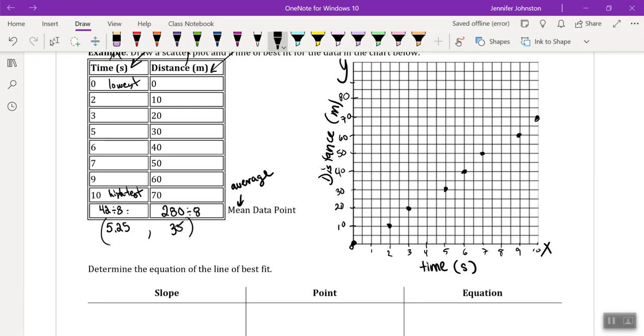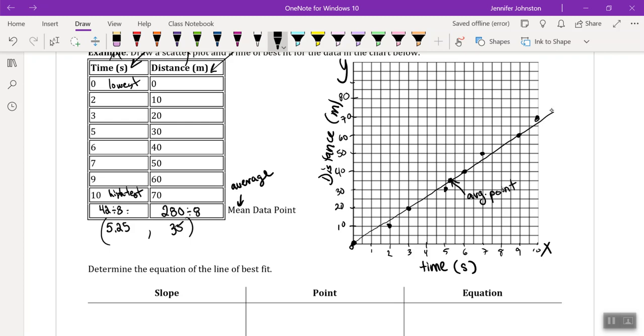So we've got our scatter plot, and we're going to graph our mean point as well. So that's at 5.25 and 35, which is right around here. That would be our average point, or mean data point. And we definitely want our line of best fit to cross that piece of data. There we go. Do we have the same number of points above and below? Yeah, it looks like there's 2 above and below. Our mean data point is going through the line of best fit.